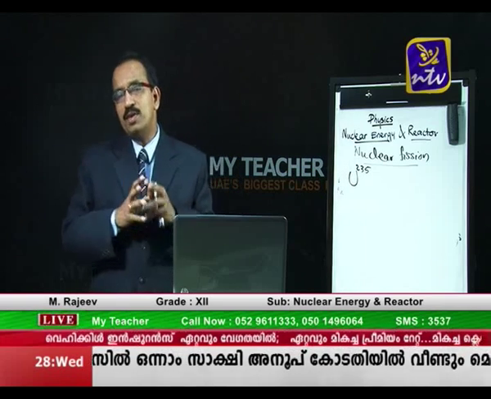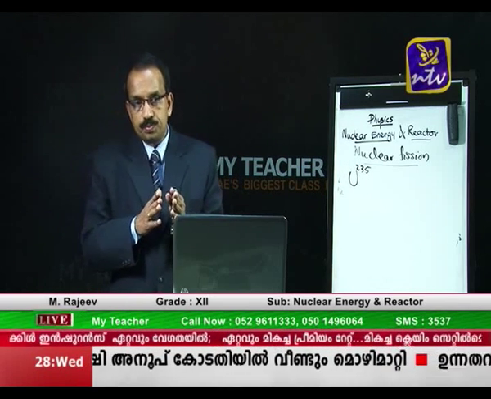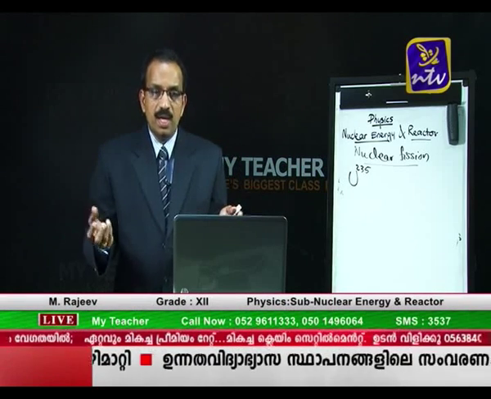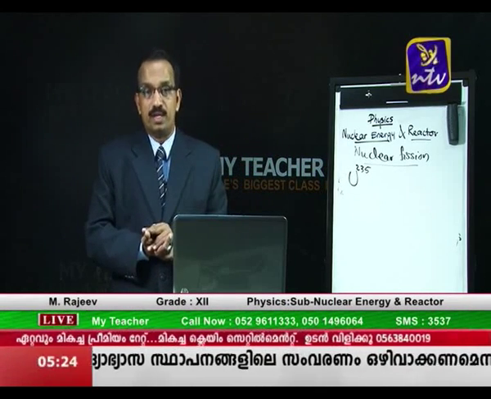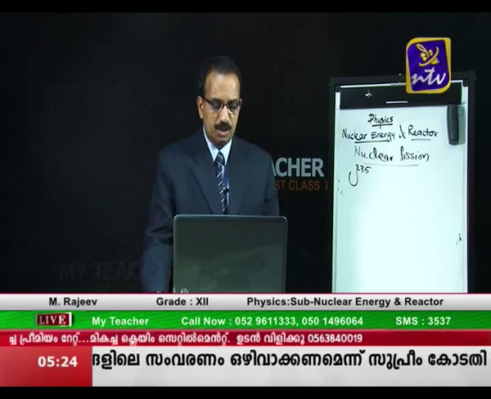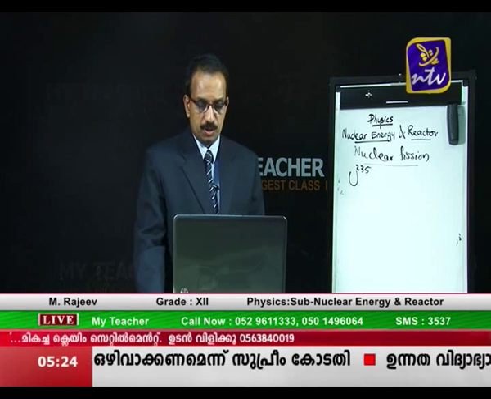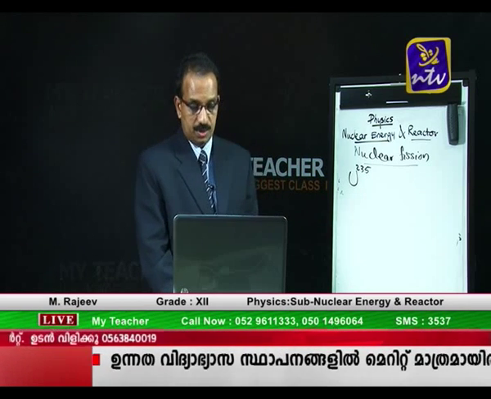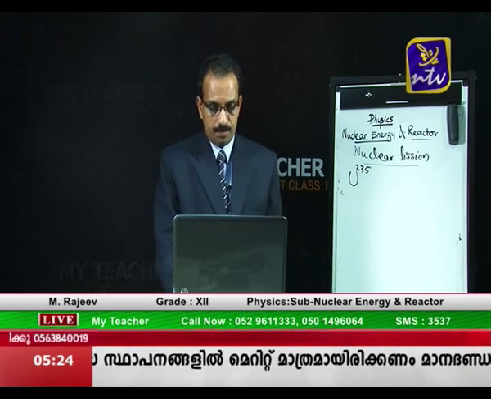Basically, when uranium 235 splits, it leads to barium and krypton. Along with them, 2 or 3 neutrons are also released. Just watch this simulation. I will show you a simulation which will clearly explain what a nuclear fission reaction is. Watch this.